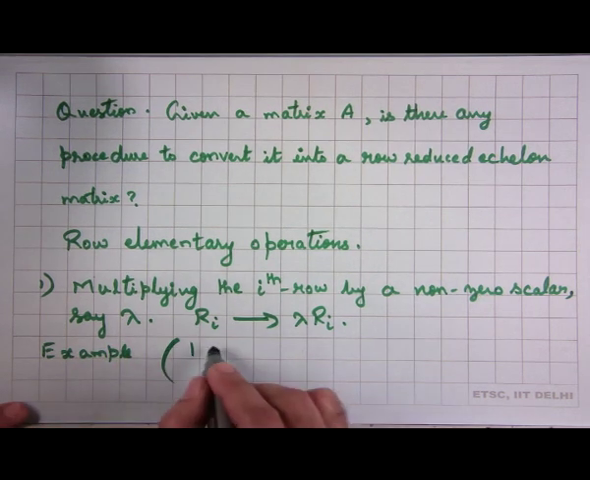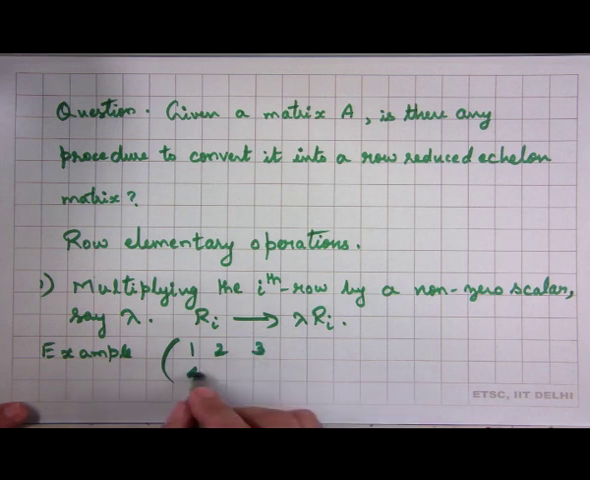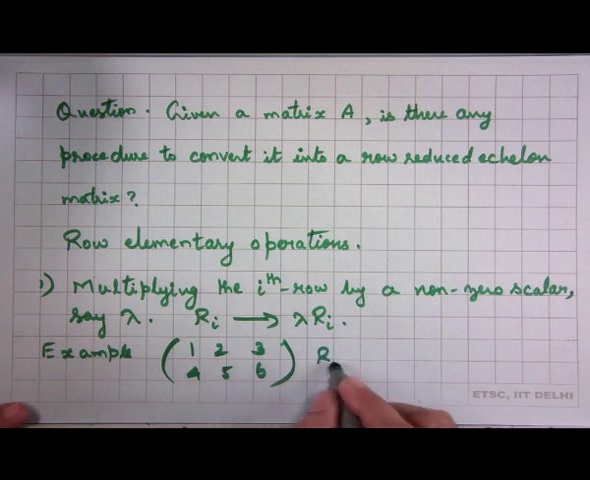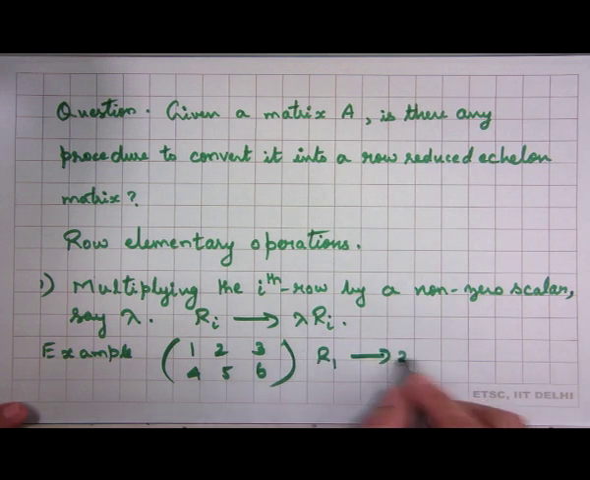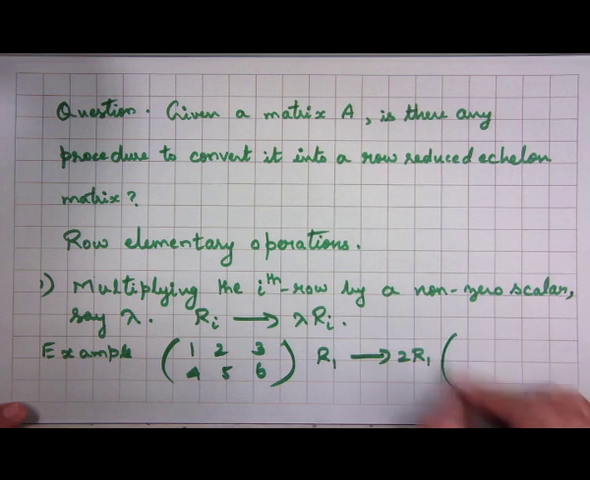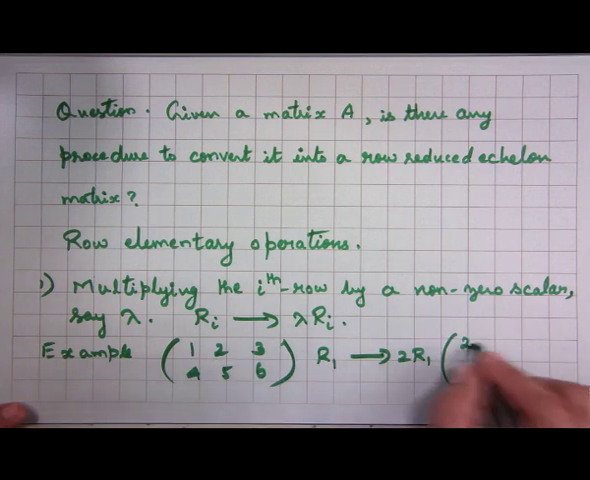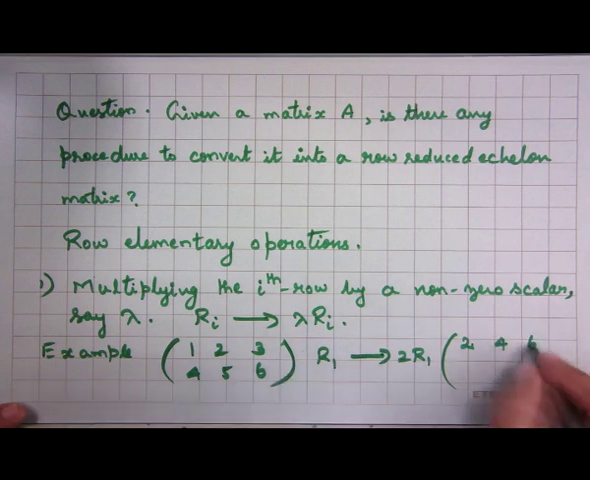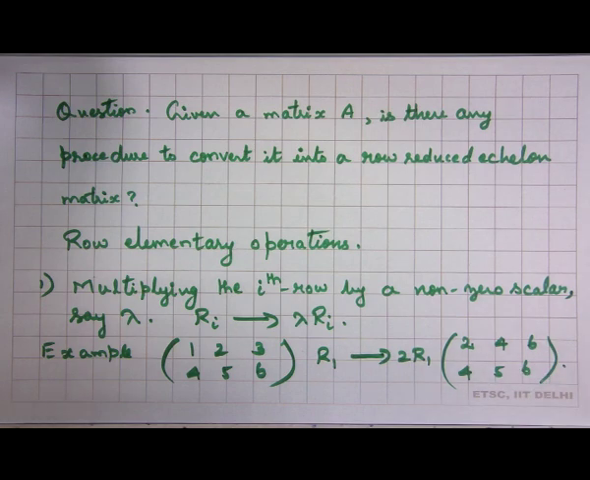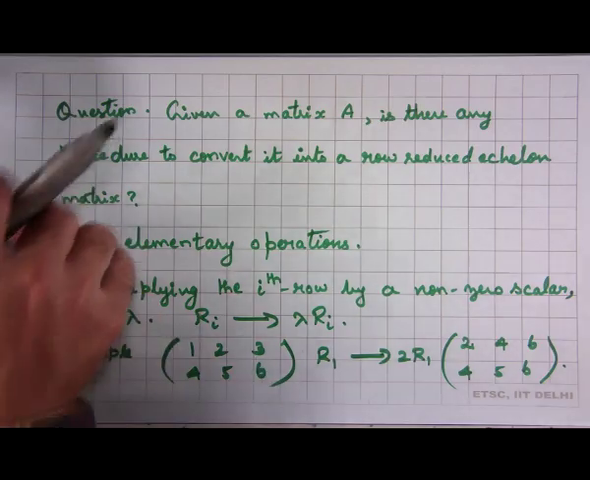You look at this matrix 1, 2, 3, 4, 5, 6. You just multiply the first row by 2 times of it. What will you end up with? You are multiplying the first row by 2. So, 2 into 1 it is 2, 2 into 2 it is 4, and 2 into 3 is 6. 4, 5, 6. This is what you have. So, the new matrix 2, 4, 6, 4, 5, 6 is obtained from the first one by just multiplying the first row by the scalar 2.